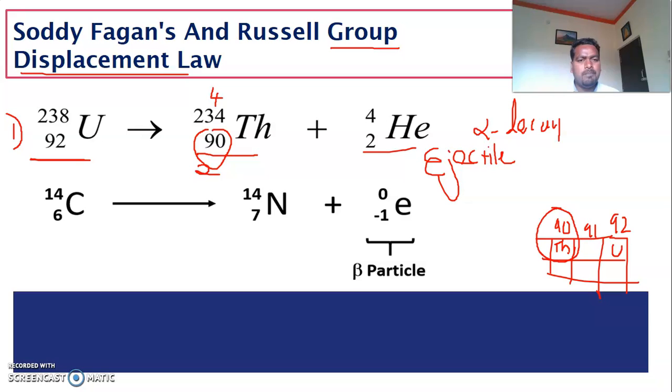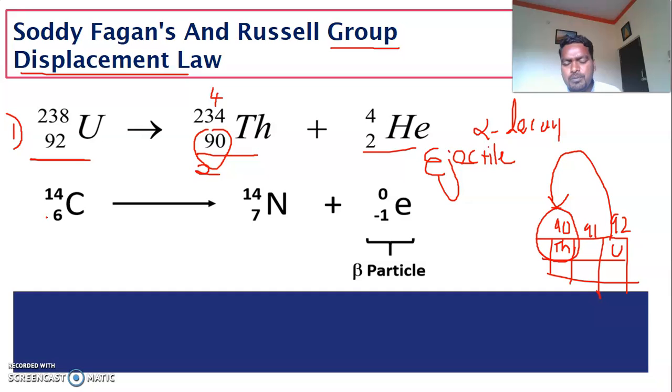Thorium is 90, so it occupies 2 columns left in the periodic table. That is, if it undergoes alpha decay, the position of the element changes in such a way that it shifts 2 columns left in the periodic table.